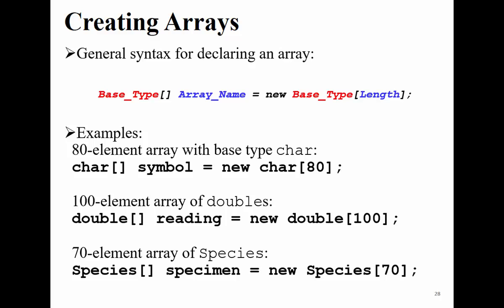Now, Species is an object. Now I need 70 elements of Species. Species is an object, okay? So we create a Species, brackets, give a name, specimen, and a new Species, and we give 70 as well. So you can create an array of any type, a primitive data type or an object type, okay? There are no limitations. But what is the limitation here? Can anyone remind me? We already discussed this in the previous slide. What is the limitation for the array?